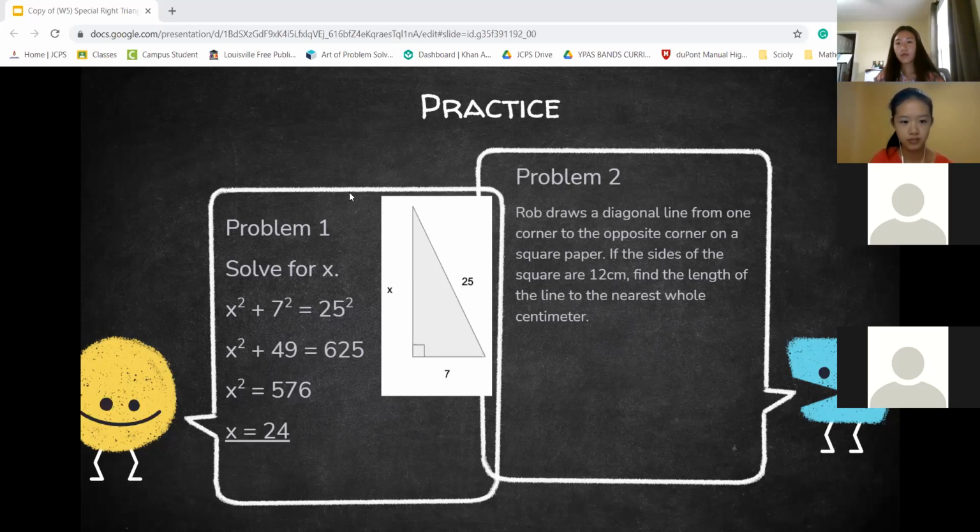Number 2, Rob draws a diagonal line from one corner to the opposite corner on a square paper. If the sides of the square are 12 centimeters, find the length of the line to the nearest whole centimeter. You can use a calculator. Yes.